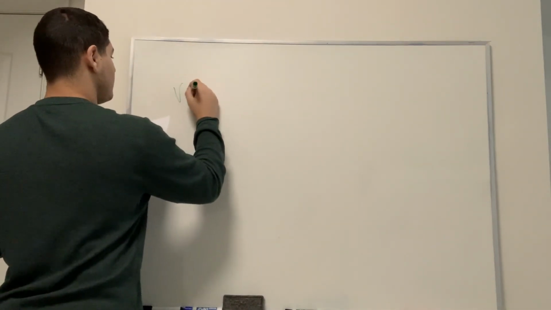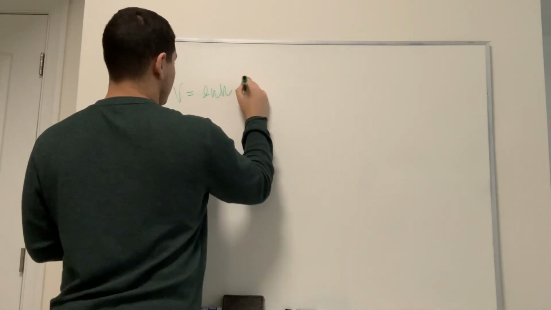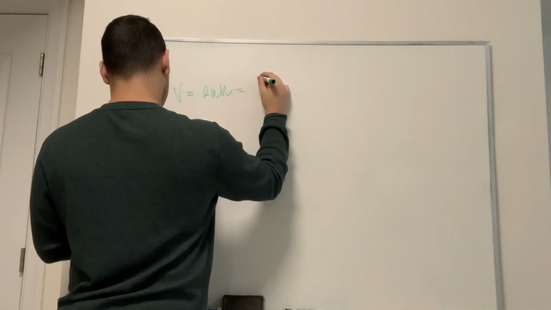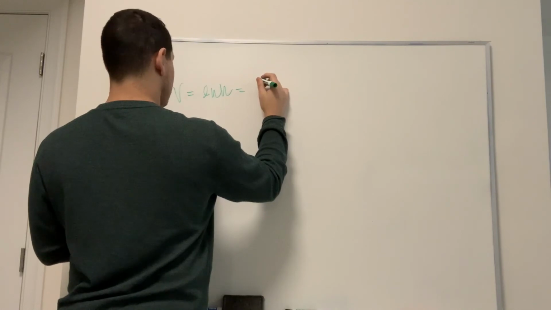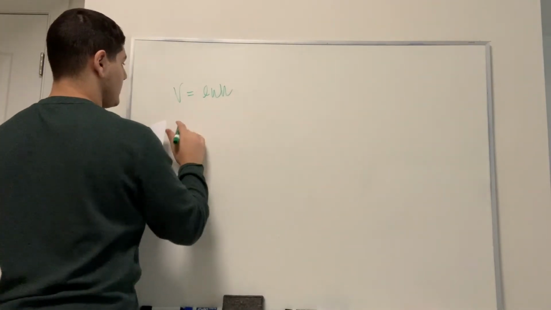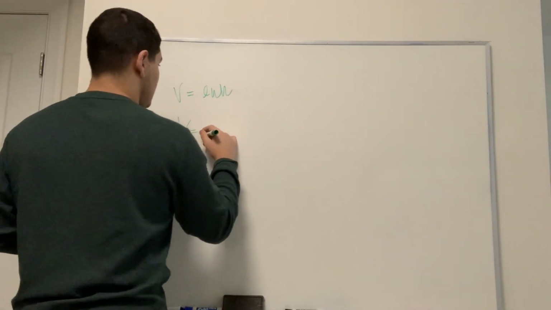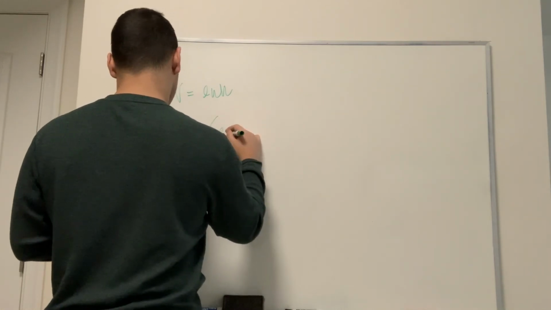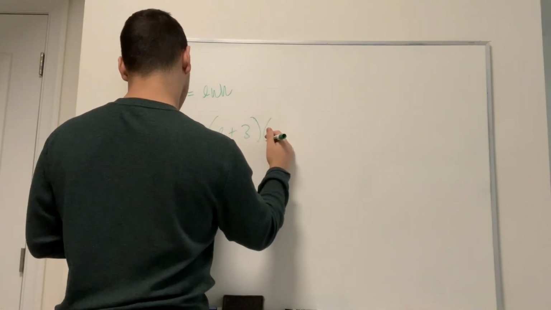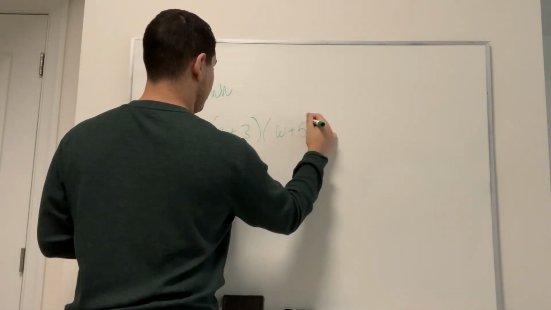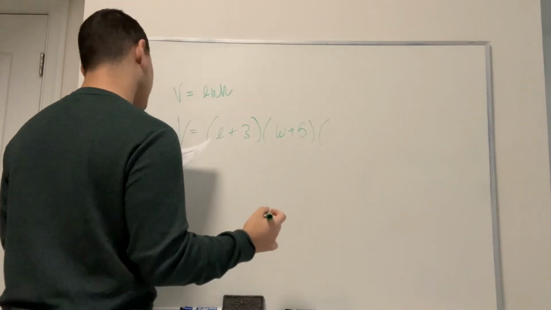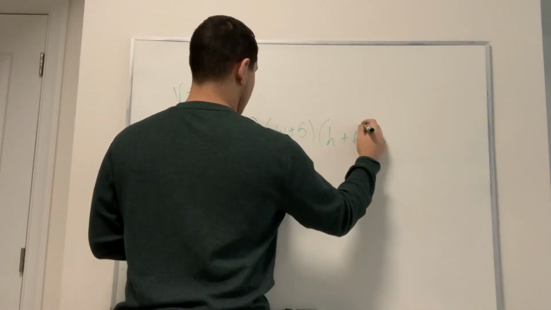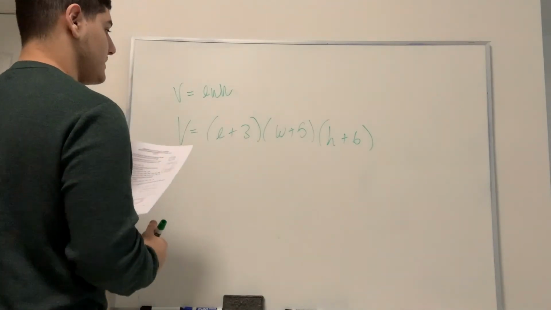So the volume equals the length times width times height. Now they changed that; that was the original volume. Now the volume is length plus 3, multiplied by the width increased by 5, and multiplied by the height increased by 6. So now they're asking you, by how much has it increased?